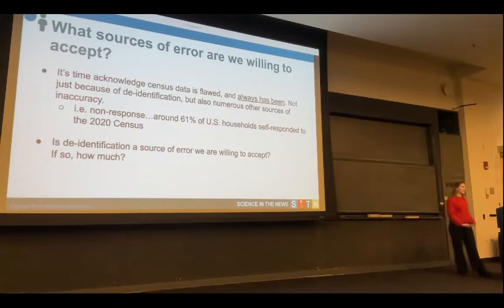So it's time to acknowledge that census data is flawed and always has been, not just from de-identification, from swapping or differential privacy, but from many other sources as well. For example, only 61% of households self-responded to the 2020 census, so there's likely error in that other 39% as well. So we have to determine if de-identification is a source of error we're willing to accept, and if so, how much of it, in reference to other sources as well.